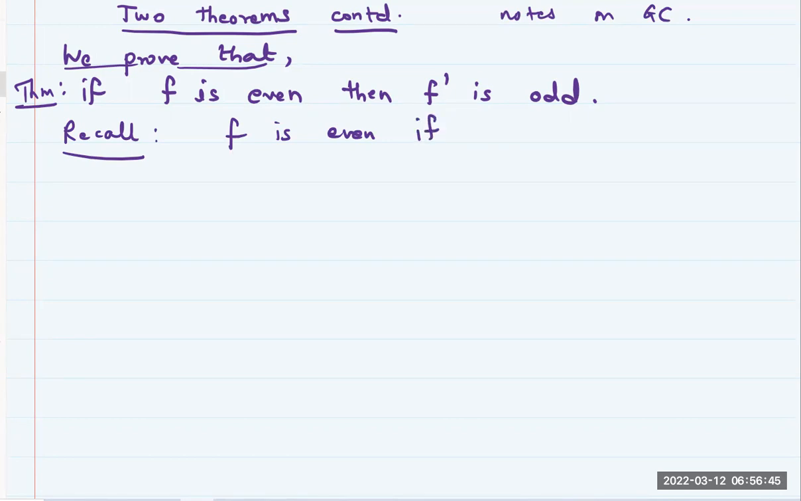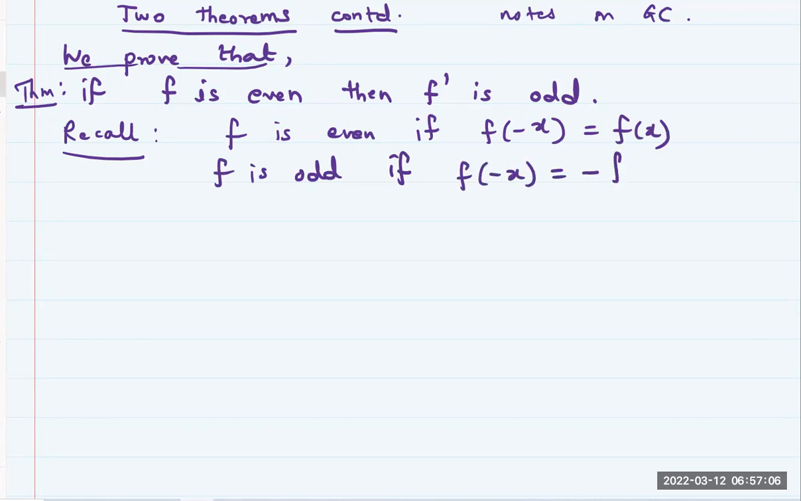So f is even if f of minus x is the same as f of x. If you replace your parameter x by minus x, it is the same as the answer which you get for f of x. And f is odd if f of minus x is minus of f of x. So this is the definition of even and odd function.